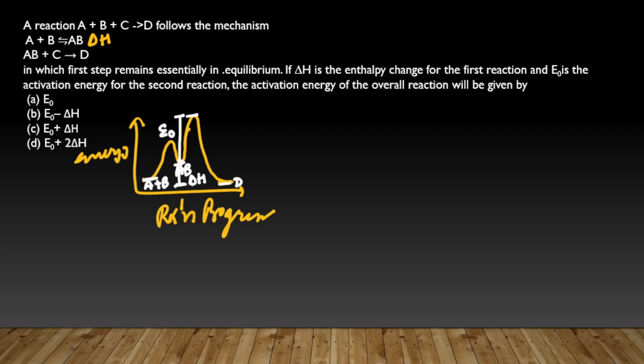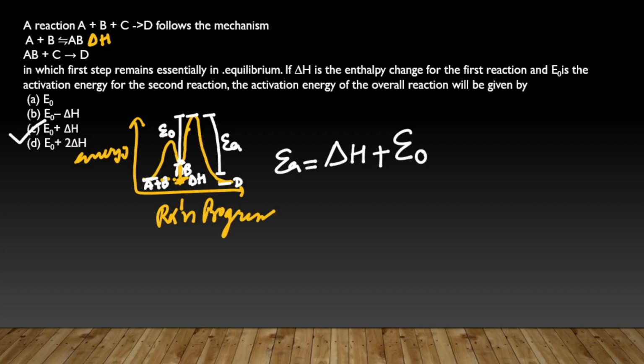So for that we need to complete this activation energy, we have to find the EA value. The EA value is nothing but the sum of this enthalpy change and the activation energy that is required for the second step. So the answer will be E naught plus delta H. So C is the correct answer in this case. This delta H value starts from this point up to here, so this is delta H plus the E naught value.